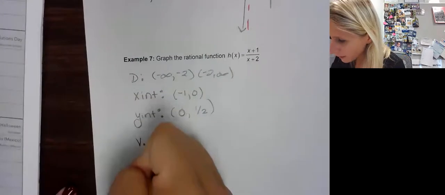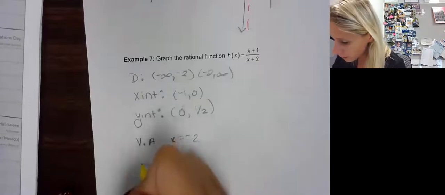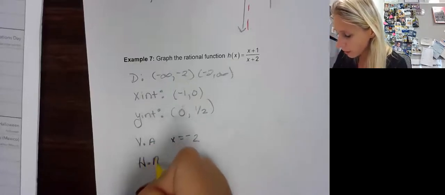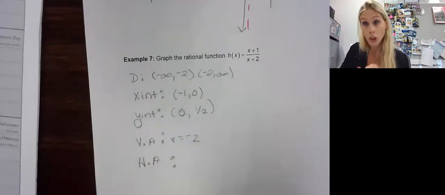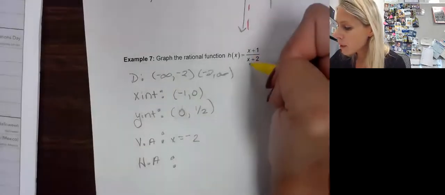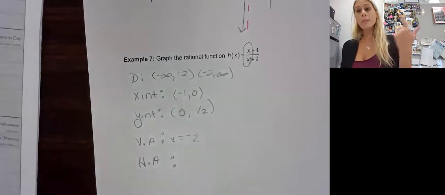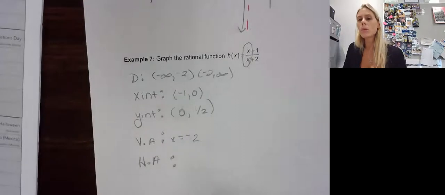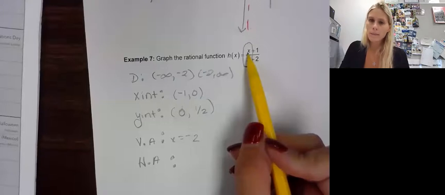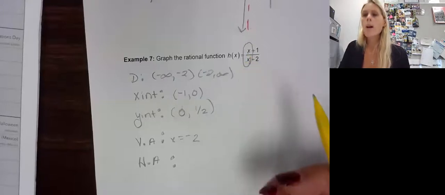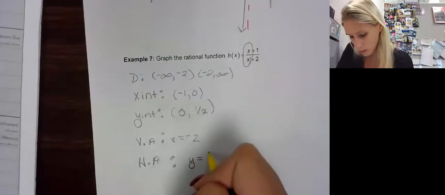Vertical asymptote, again, we have this at x equals -2. And horizontal asymptote, we have to look at that leading coefficient, right? Or not leading coefficient, the term, sorry. So our leading term right here for both of them are x to the first. That means P equals Q. So when they equal, we take the leading coefficient in front. What's in front of that x? 1. What's in front of that x? 1. 1 over 1 is 1. So we have a horizontal asymptote at y equals 1.